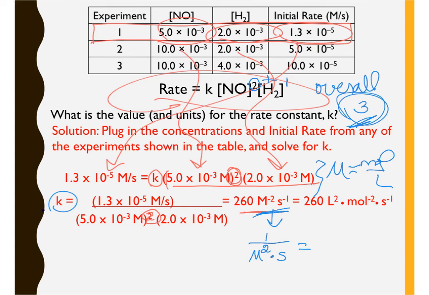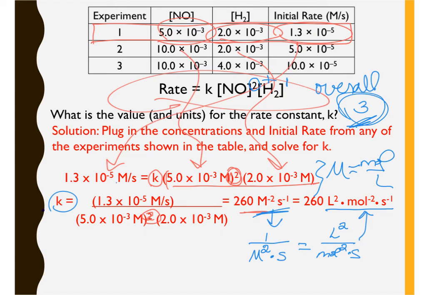So that would give us liters squared over moles squared times second. And if we want to put that all in the same line, we would end up with this. All right, so that's third order overall. Let me show you mathematically. Now, of course, you can memorize these units, but it's better to understand where they come from.